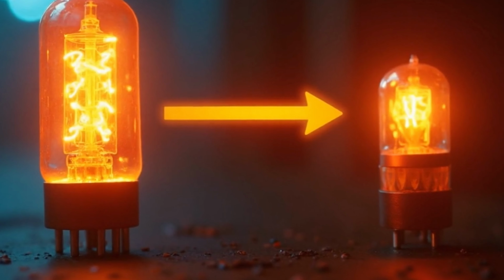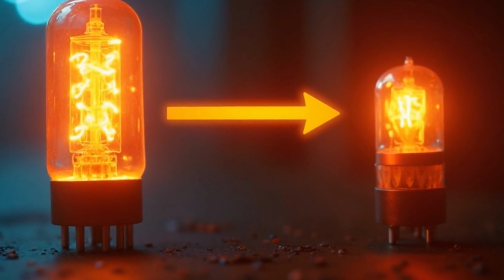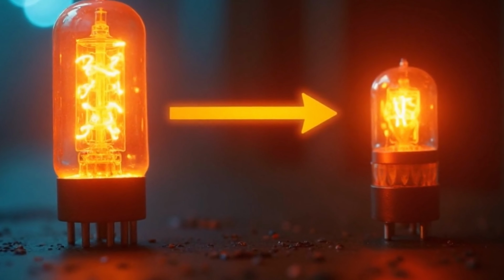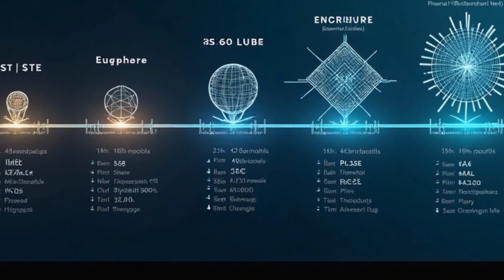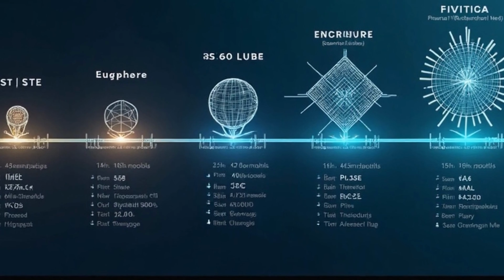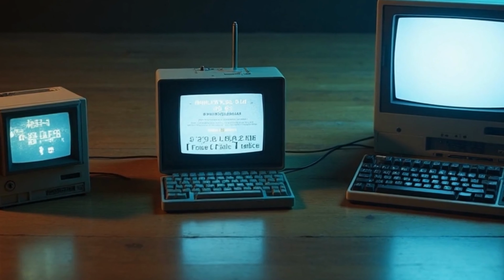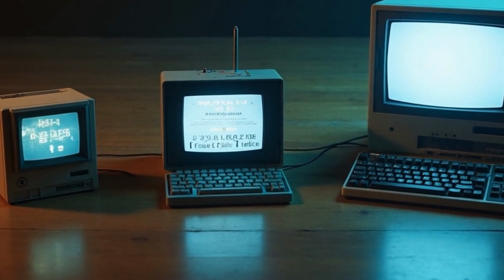Transistors replaced vacuum tubes, leading to smaller, faster, and more reliable computers. The transition from vacuum tubes to transistors marked a significant advancement in computer technology. The adoption of transistors paved the way for computer miniaturization.